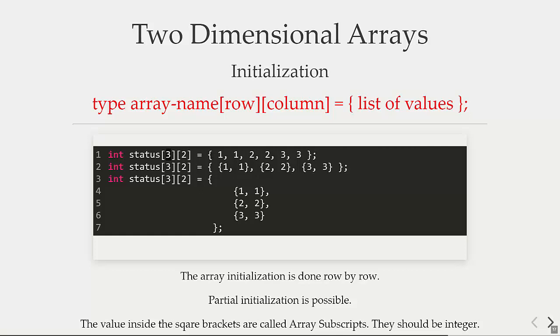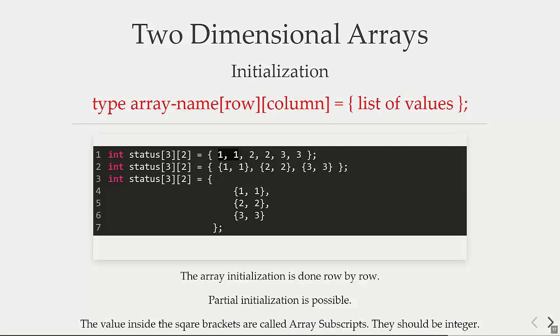So when you give values like this, the values are entered into the array row by row. That means the first two elements will be taken and put into the first row, then this will be the second row, and this will be the third row. So it will be entered row by row.